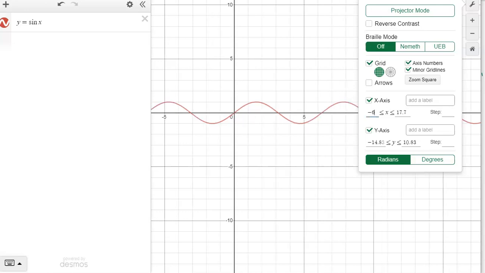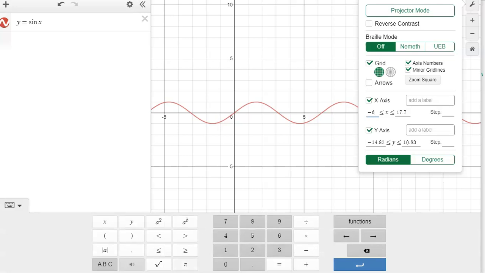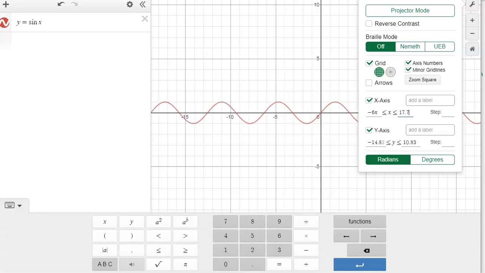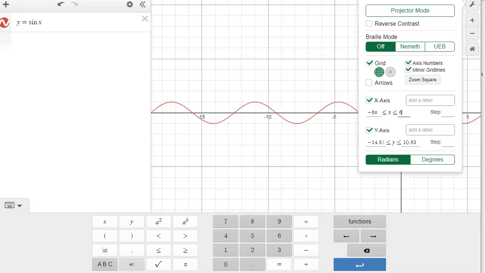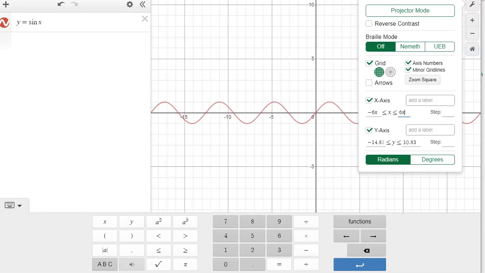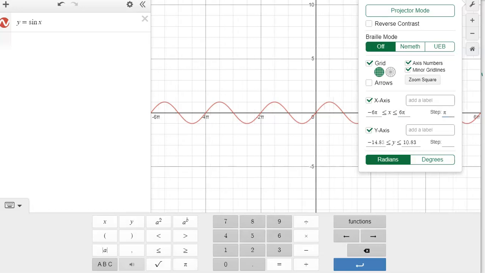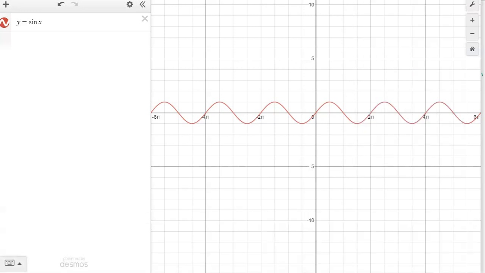Now, where do you get the pi? You got to get your keyboard here, and the pi is right down here. And then I could go all the way to +6 pi. You don't have to do this, but it makes understanding a little bit better. And then my step is going to be pi over 2. Pi divided by 2. All right, so now when I make my graph, check this out.